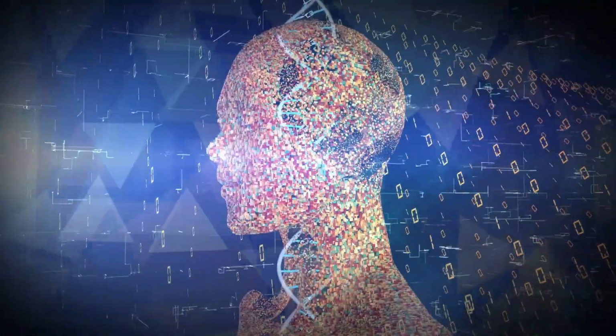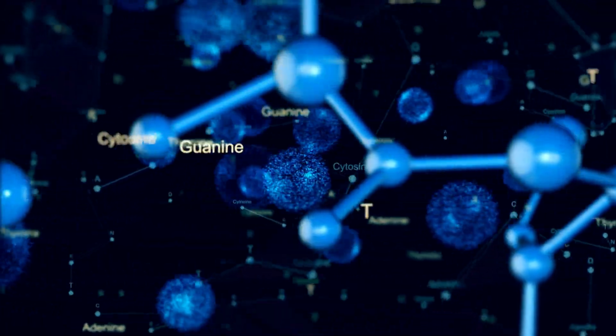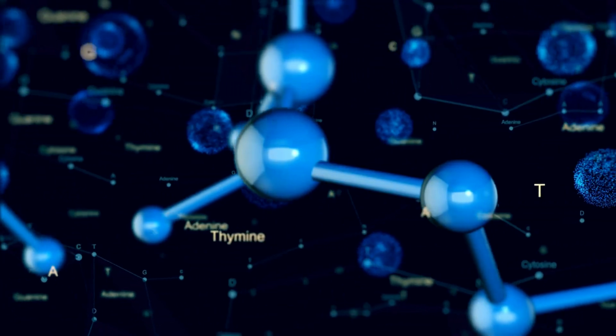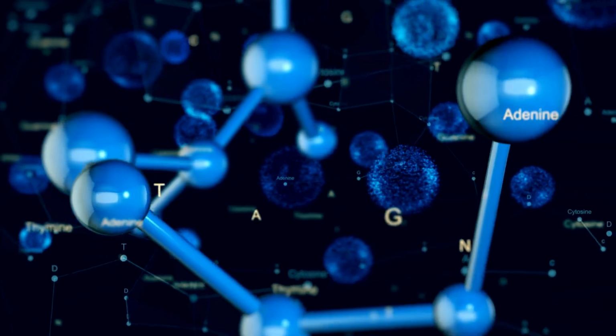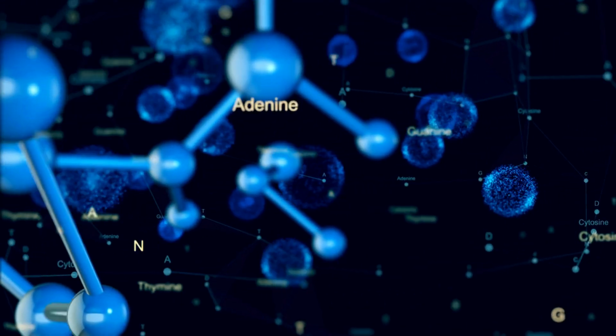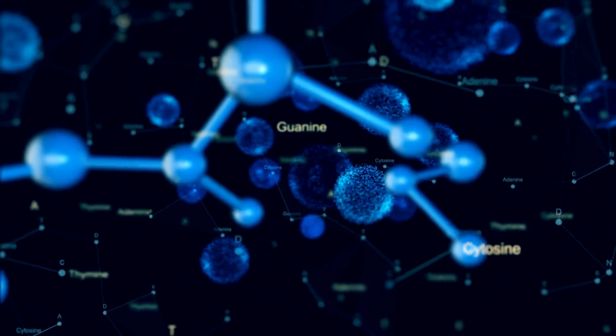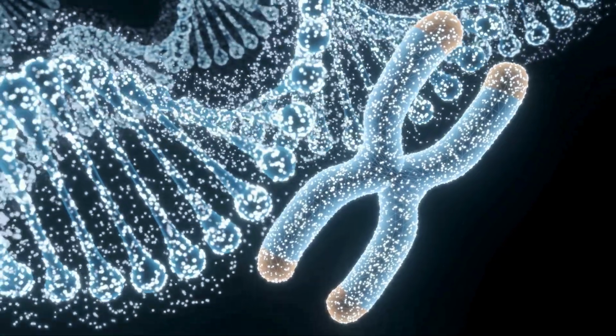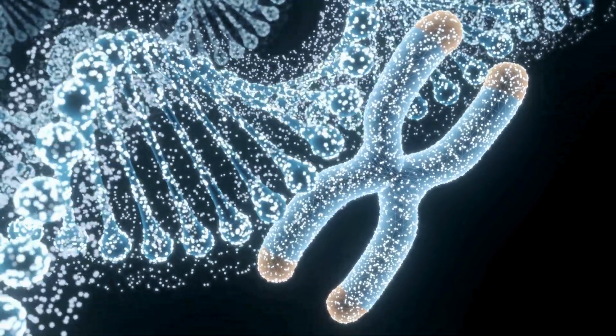DNA is a double helix structure composed of 4 chemical bases: adenine, guanine, cytosine, and thymine. These bases pair up with each other, A with T and C with G, to form units called base pairs. Each human cell contains about 3 billion of these base pairs, which are arranged in 23 pairs of chromosomes.